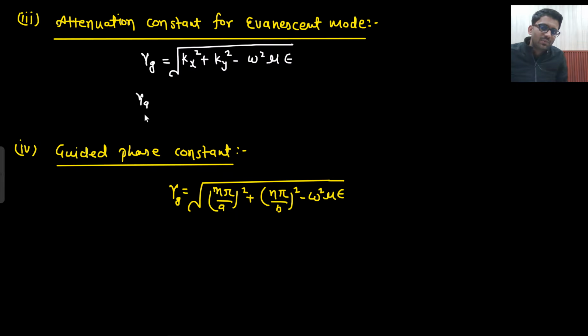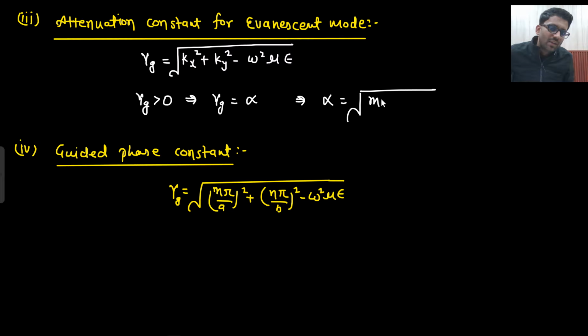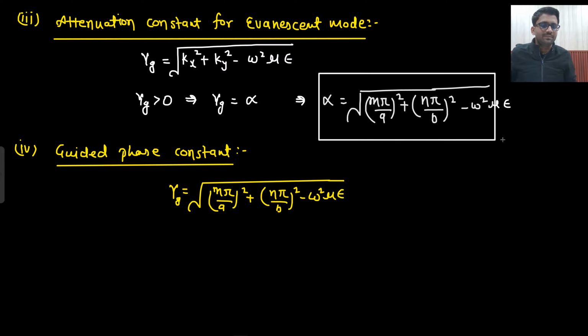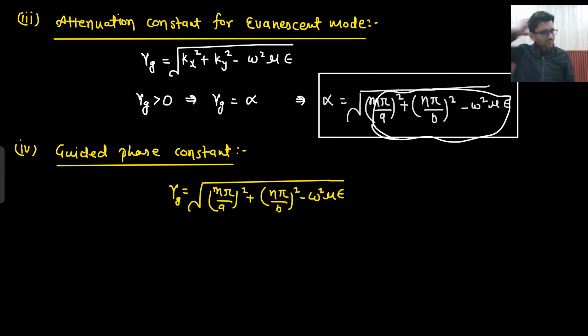Now if gamma g is positive, if gamma g is greater than 0, that means your gamma g is equal to alpha. And if alpha is there, that is the evanescent mode, that means there is no propagation. Okay, only attenuation is there. So what is the value of alpha? Basically the alpha is under root (m pi by a) whole square plus (n pi by b) whole square minus omega square mu epsilon, but with the condition that this inside value should be greater than 0. Is that okay for you?